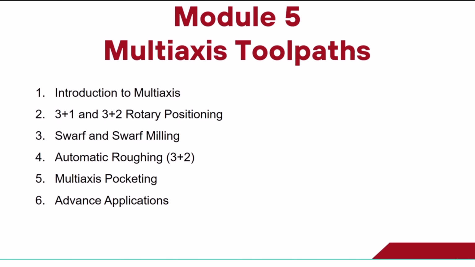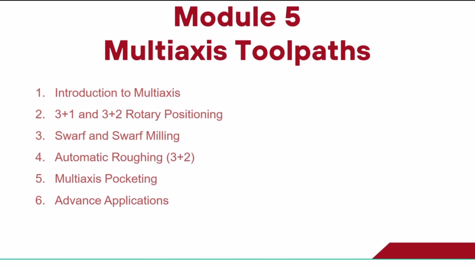We have already studied module number 5, which is all about multi-axis toolpaths, and we have covered the introduction to multi-axis and 3+1, which is also known as 4-axis, and 3+2 5-axis rotary positioning toolpath. We have also covered swarf milling, and the most interesting toolpath, automatic roughing 3+2. It uses 3 axis plus 2 axis to make it a 5-axis roughing toolpath. So today we are going to start multi-axis pocketing in an advanced application.